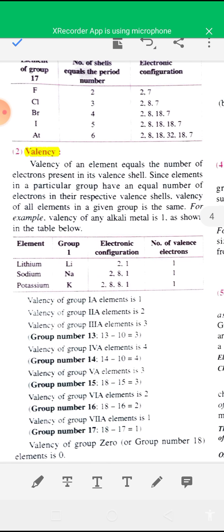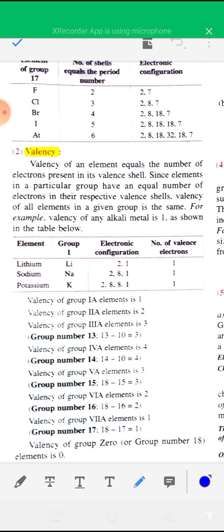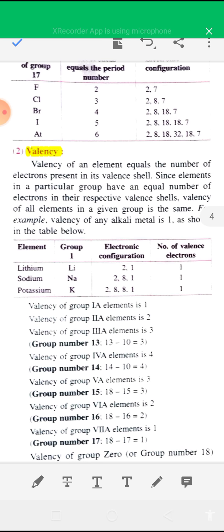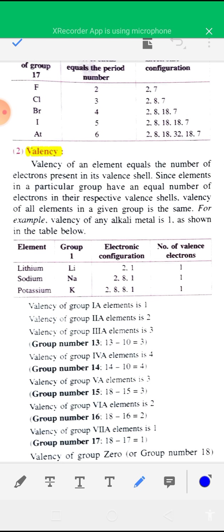And how does valency change across a group? The valency of an element is equal to the number of electrons present in its valence shell. Since the elements in a particular group have an equal number of electrons in their valence shells, the valency of all the elements in a particular group is the same. For example, in group 1, lithium, sodium, potassium have only one electron in the valence shell, so their valency is 1.